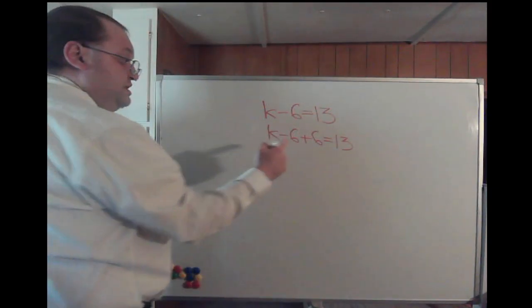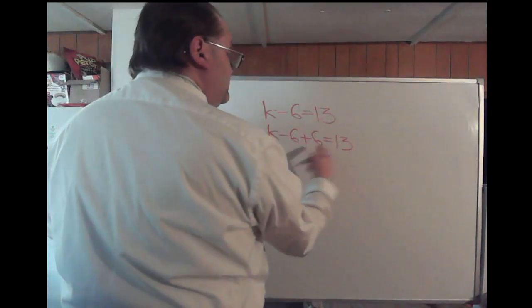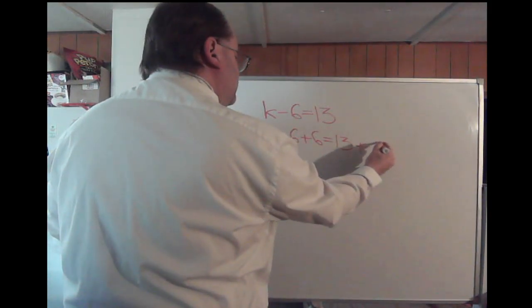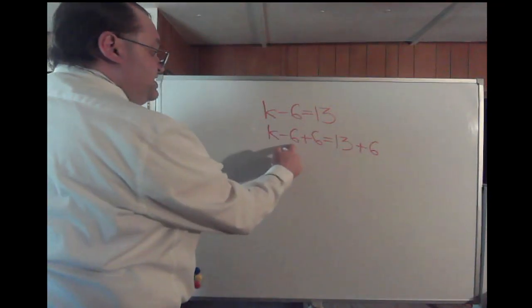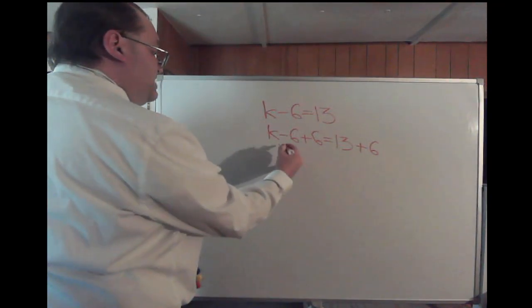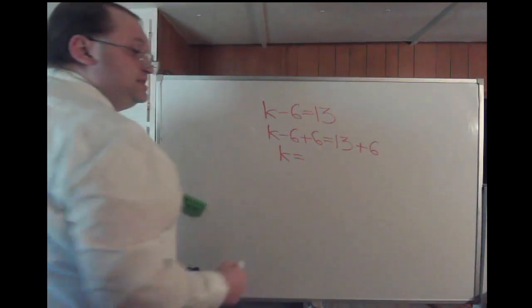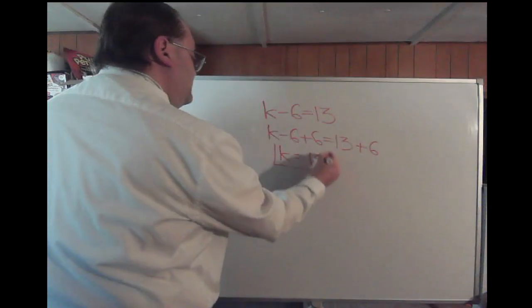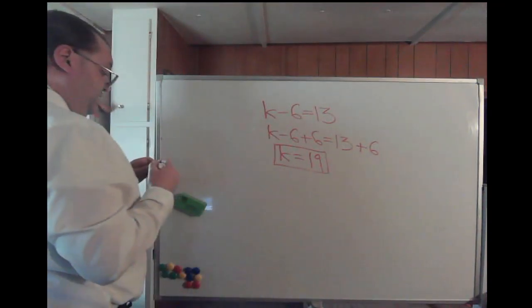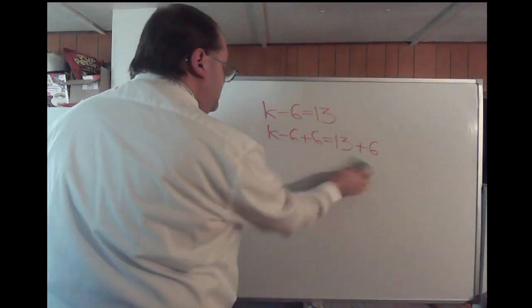Now what you do to one side, you got to do to the other. Since you added 6 to the left side, you'll have to add 6 to the right side. So negative 6 plus 6 is 0. You'll just have k by itself. That'll be equal to, what's 13 plus 6? Well, that's 19. So the value for k would actually be 19. That'd be your answer to this equation, 19.